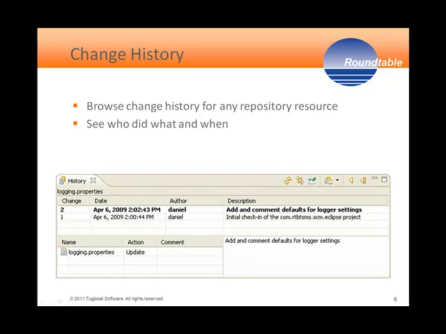Roundtable Team's history view displays the change history for the selected project resource. The history view shows each resource affected by the selected change, so you can see not just who and when, but precisely what was changed.